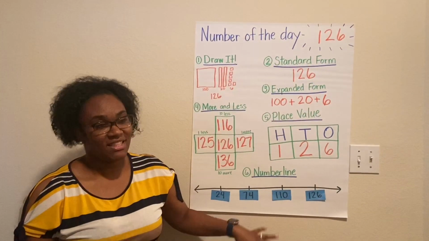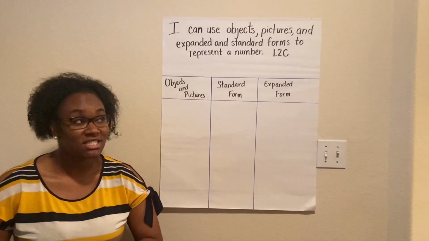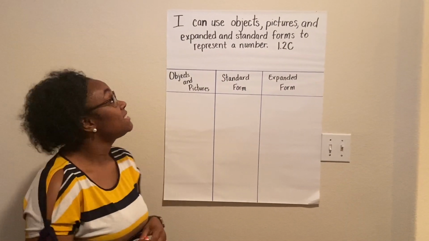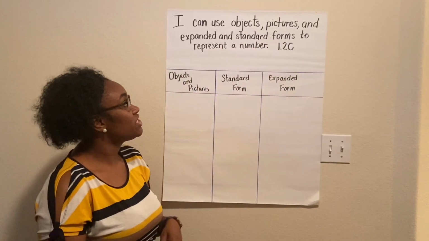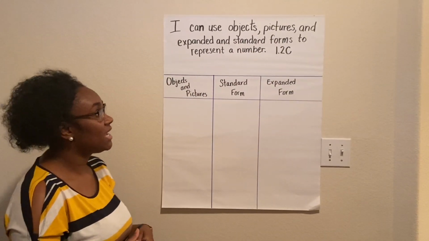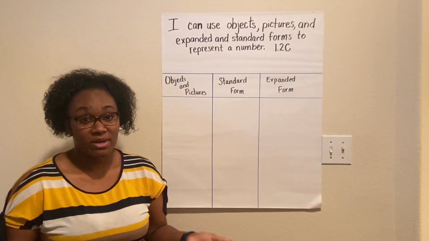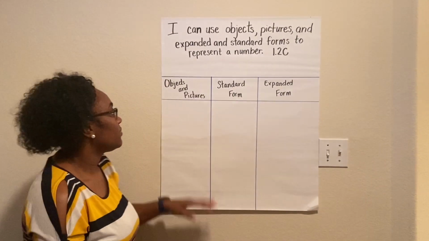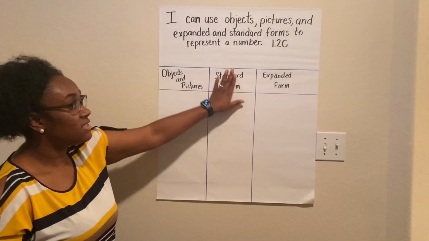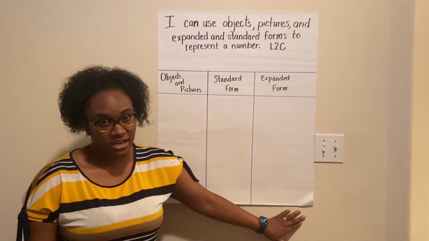These are a few of the things that we do for our morning. So for our lesson today, we're going to review the TEK. I can use objects, pictures, and expanded and standard forms to represent a number. So essentially, we're showing different ways to represent the same number. So we have our objects and pictures, standard form, and expanded form.